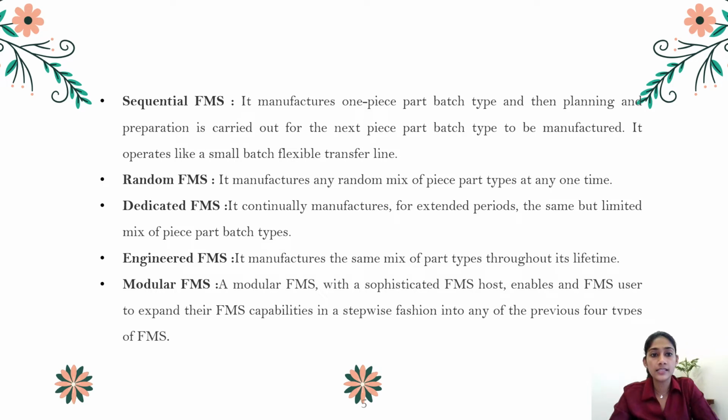And the third one is dedicated FMS. It constantly produces the same constrained mix of piece part batch types over a period of time. And the fourth one is engineered FMS. It produces the same assortment of part types over the course of its existence. And the last one is modular FMS. Here, users can gradually increase the FMS capabilities into any of the previous four categories of FMS.